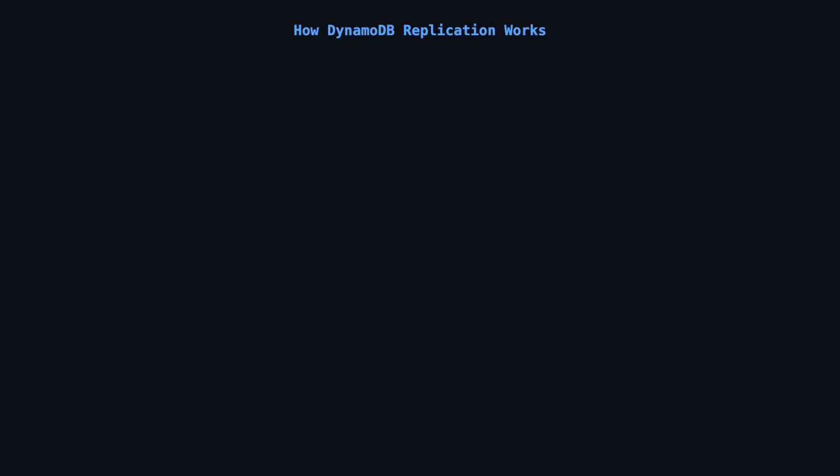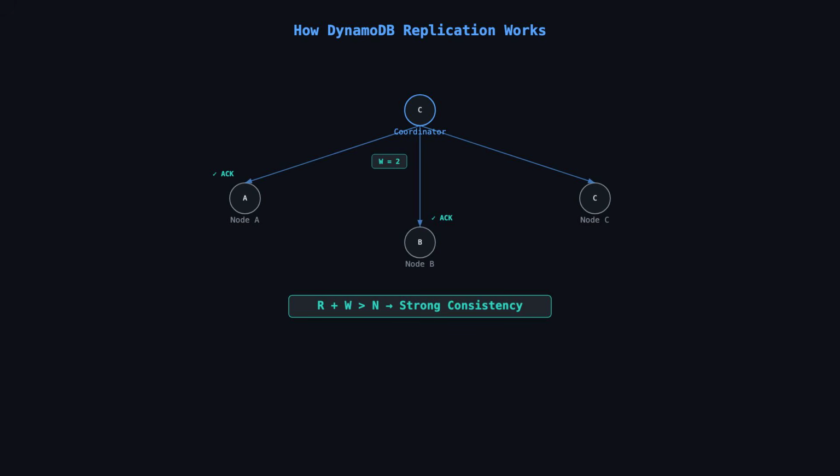Let me give you a bit of context first. In a system like DynamoDB, every key is replicated across n nodes. When a write comes in, one node acts as the coordinator. It forwards the write to the other replicas. The write is considered successful when W nodes confirm it. Reads work the same way. A read succeeds when R nodes respond. And if you set R plus W greater than n, you get strong consistency because the read and write sets always overlap. You are guaranteed to read the latest write.